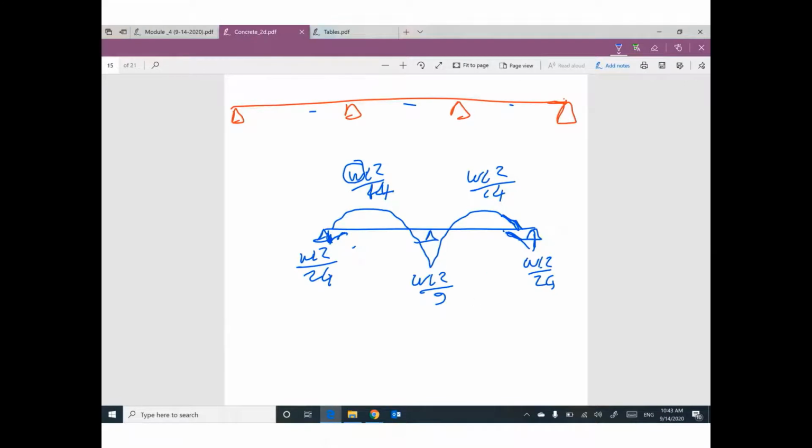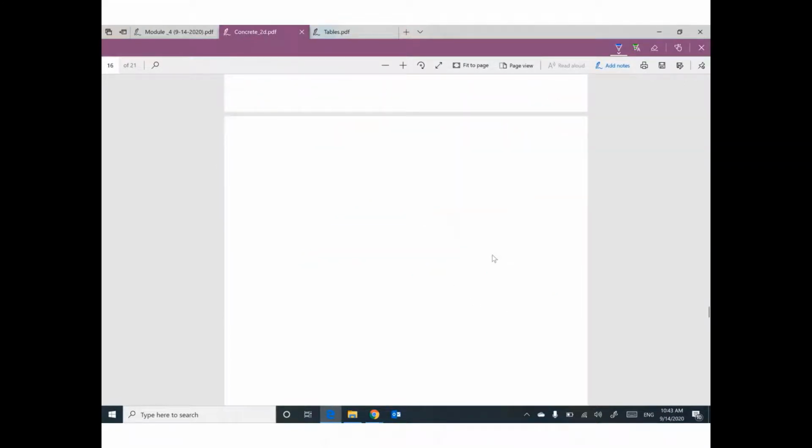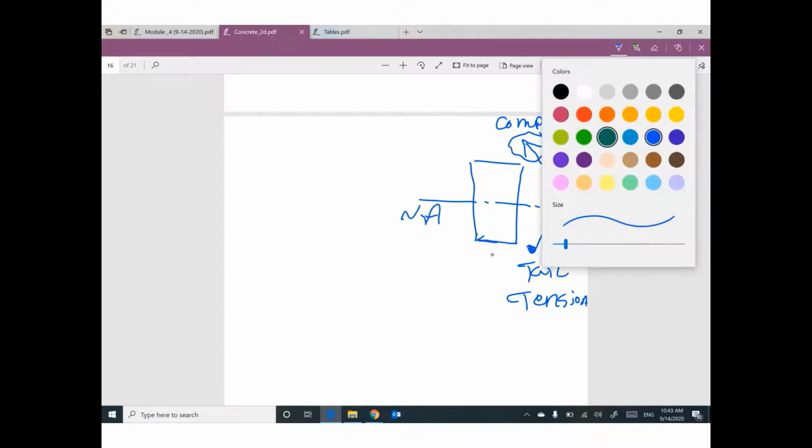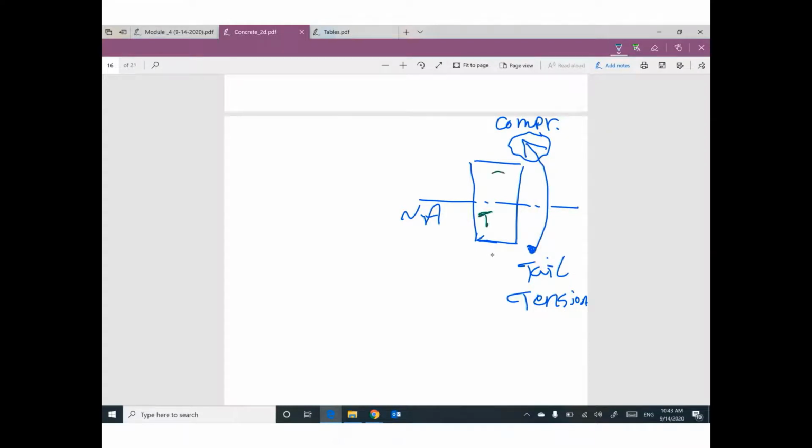One more time. Guys, we used that your moment looks like this. At this tail, we have tension. At this head, we have compression. In between, we have the neutral axis. So if you can decide which side is in tension and which side is in compression, I can figure out where I can put my steel reinforcement.